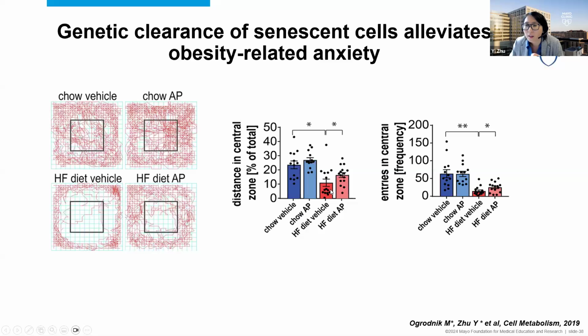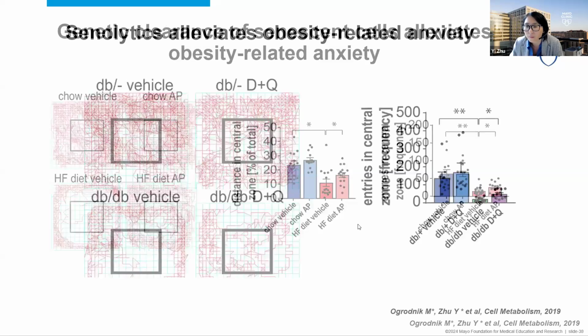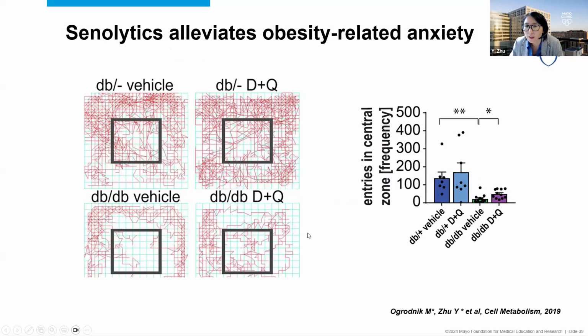As you can see here, the high-fat diet-induced obese mice showed significant impairment in their open field behavior. And after AP20187 treatment, the anxiety behavior was significantly attenuated by clearance of senescent cells. And not only genetic manipulation, also senolytics D plus Q, we found a similar pattern in db/db mice, that the anxiety behavior was significantly improved by the senolytics D plus Q.